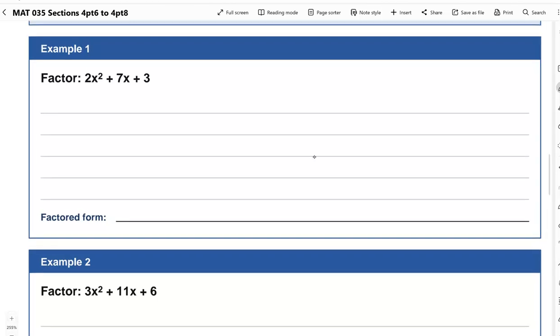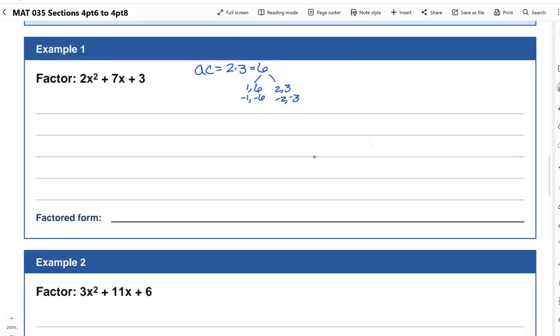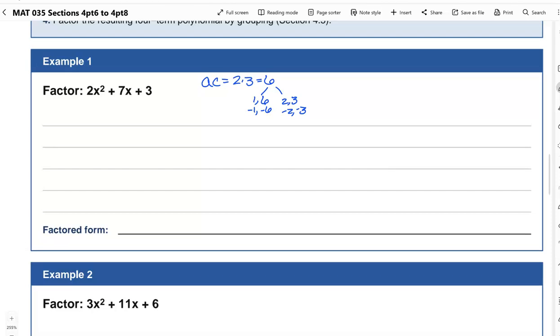So I have 2x squared plus 7x plus 3. I want to be able to factor. I'm going to use AC, but this time A is not 1. A is actually 2. So it's going to be 2 times 3, which is 6. I'm thinking about all the factors of 6. So 1 and 6, -1, -6, 2, 3, -2, -3. Now, I'm writing more factors out than I need. As soon as you find the one that adds to the middle term, you're done. So in this case, that first one would have worked for me, 1 and 6.